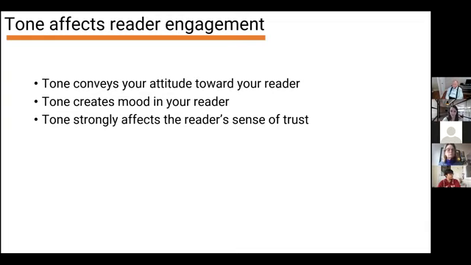I'm sorry, was there a comment first? We had one of the participants send out one of the articles, so thank you for that, Emily. Wonderful.